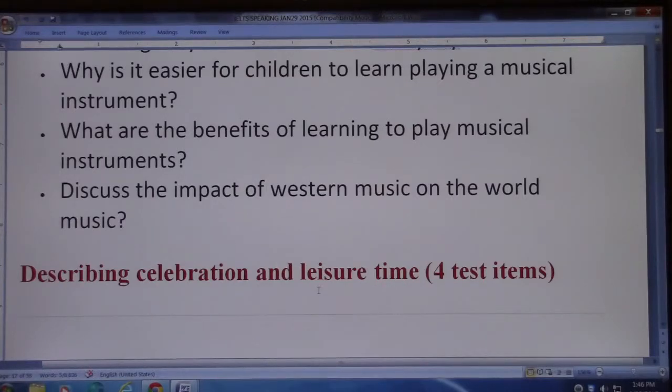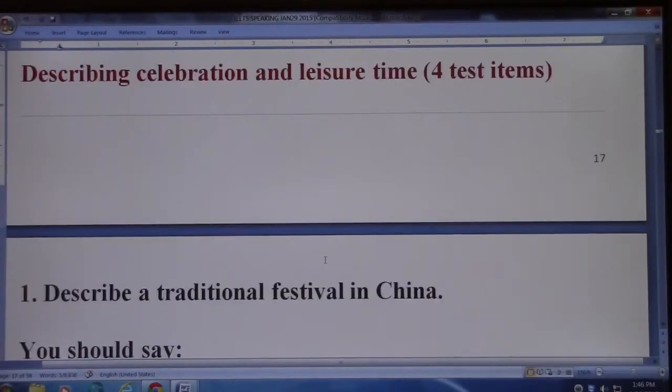The impact is huge. The impact is colossal.